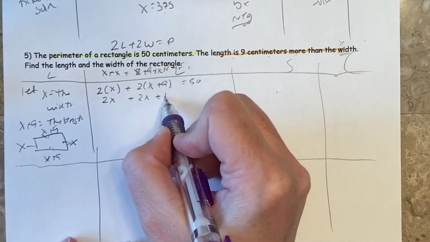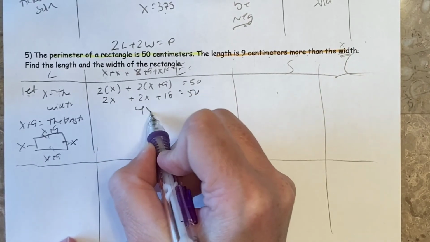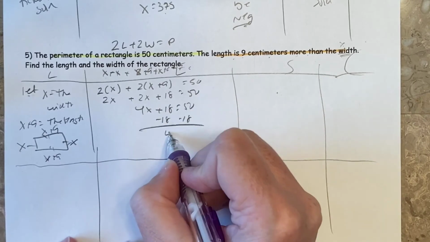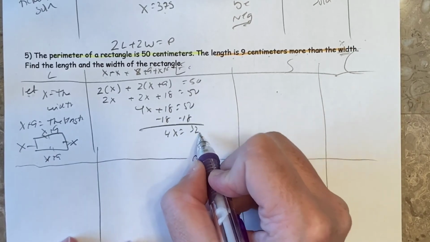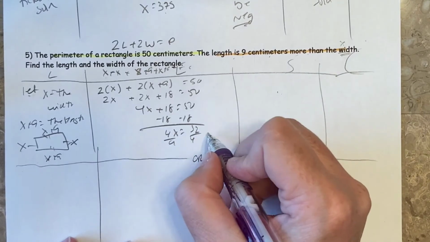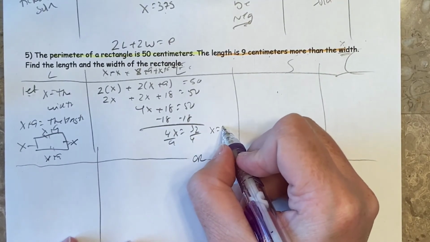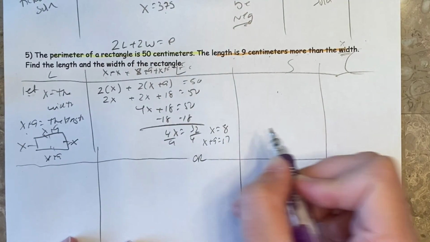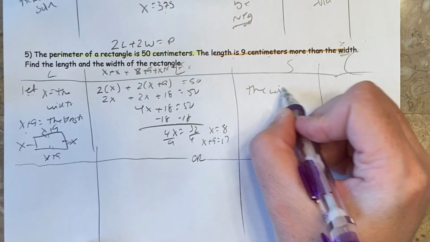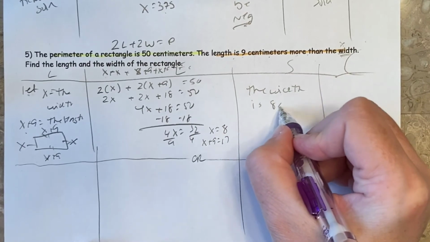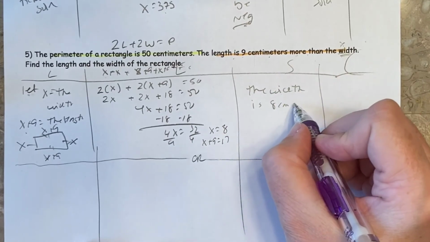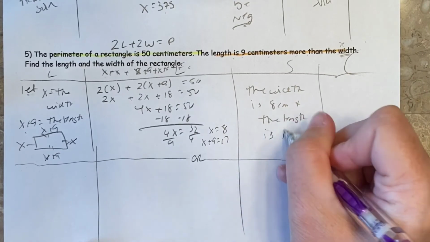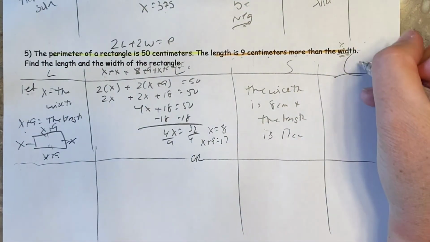Okay, so 2x plus 2x plus 18, 4x plus 18 equals 50. Subtract. That's going to give me 32. Divide by 4. Okay, so we have x equals 8, and then plug back in here. x plus 9 is 17. So don't forget your units over here, okay? So the width is 8 centimeters. Yep, centimeters. And the length is 17 centimeters.